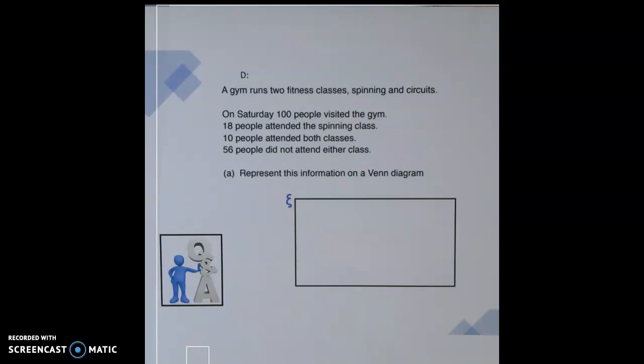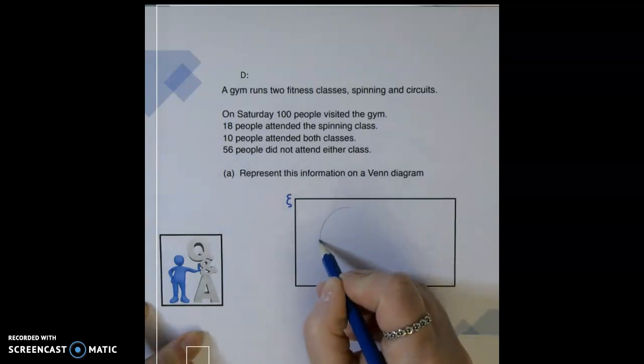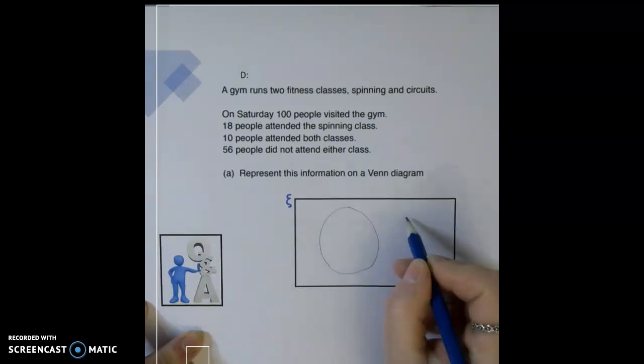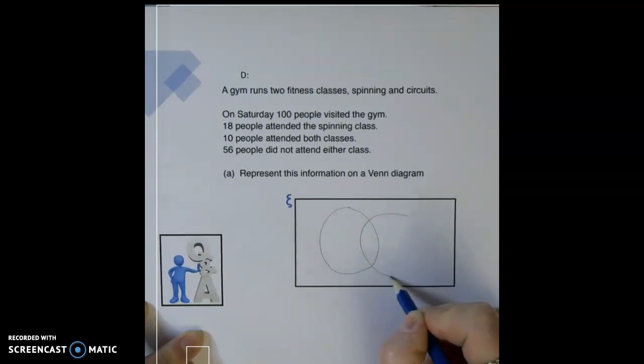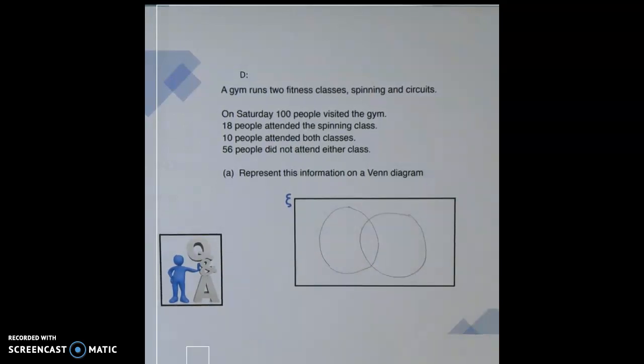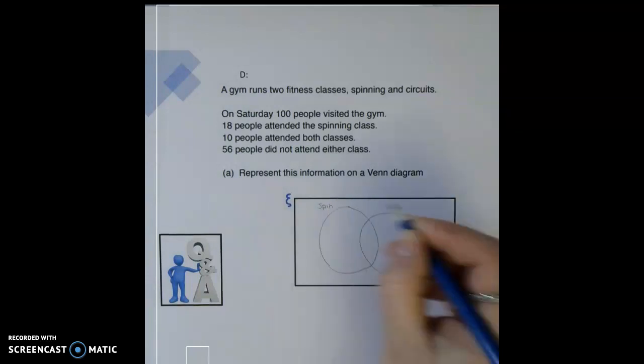A gym runs two fitness classes, spinning and circuits. And what we're wanting to do is put this information into a Venn diagram. So if I first of all pop my circles in the picture, not particularly good circles, and don't forget to label which one is which.